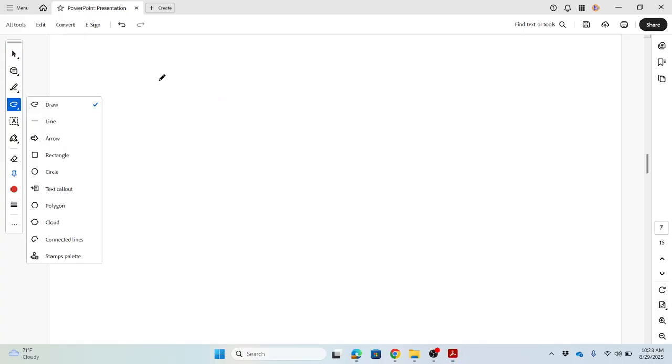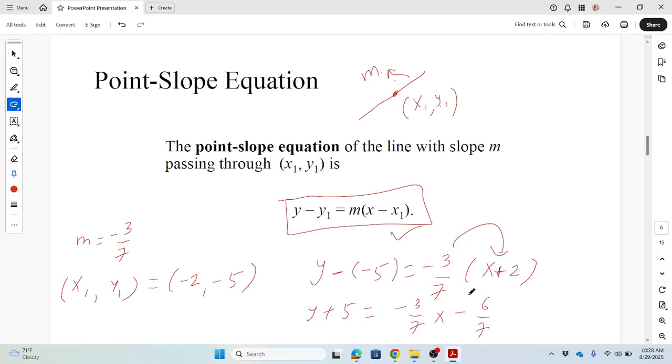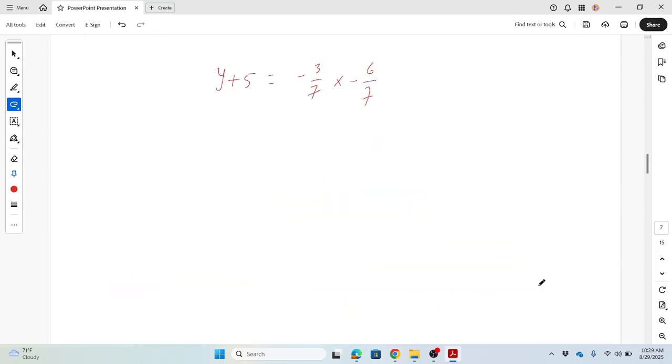y equals y plus 5 equals negative 3 over 7x and negative 6 over 7. This is the equation from here. If you can take negative 3 over 7x minus 6 over 7, our goal is to write this in slope-intercept form. So we have to bring the 5 to the other side.